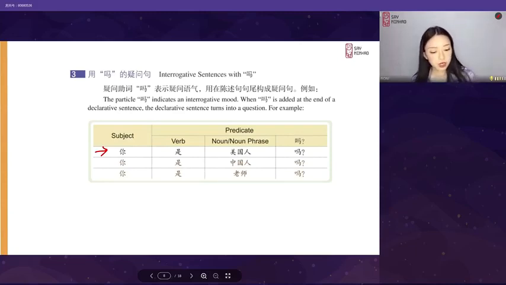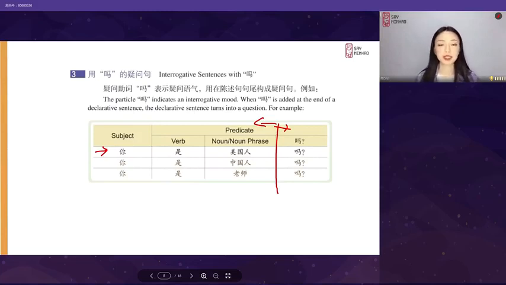So, first, let's not spend any time on 吗. Let's just see the former part of the sentence. So, the former part is 你是美国人. It is a declarative sentence, right? You are American. 你, you, 是, are, 美国人, American. So this is a declarative sentence. And I put a 吗 after it. It becomes a question. 你是美国人吗? Are you an American? So this is the magic of 吗.